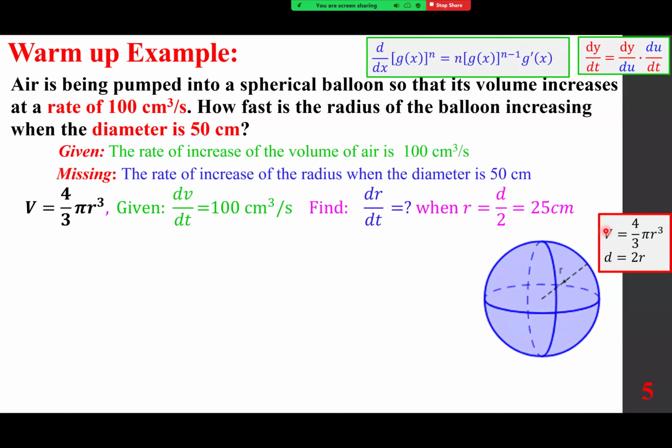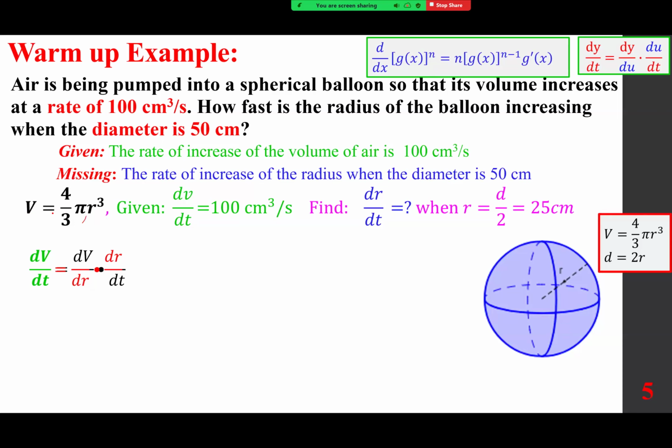Therefore, we are using this volume and we are differentiating it with respect to time, which means we are using this concept of Leibniz's notation, dy/dt is dy/du times du/dt. Therefore, in this case, dV/dt is dV/d of the intermediate variable. What is the intermediate variable? r. So dV/dr times dr/dt.